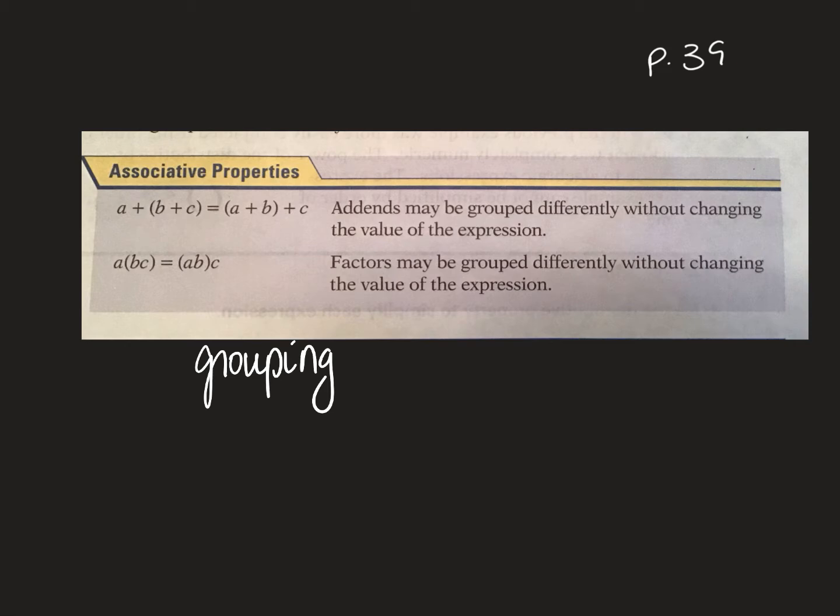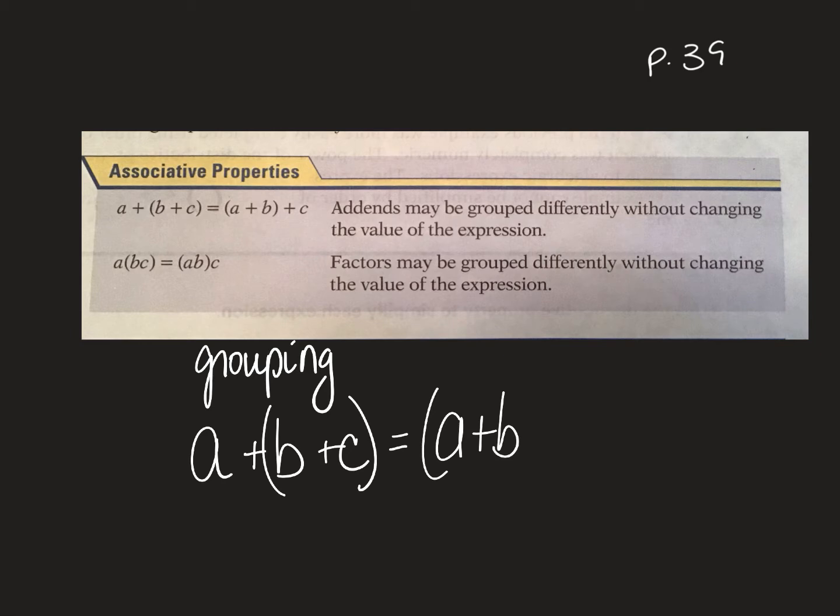Therefore, if you see that you have a grouping of A plus B plus C equals A plus B plus C. In other words, it tells you here the addends, which are the numbers, may be grouped differently without changing the value of the expression. So when you see this equal sign here, you know that you're going to get the same answer. Okay?